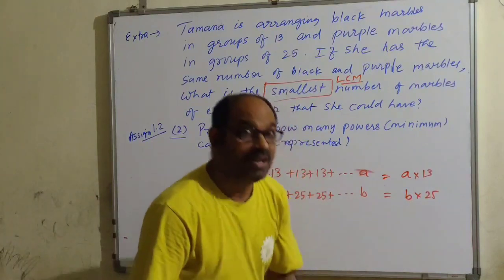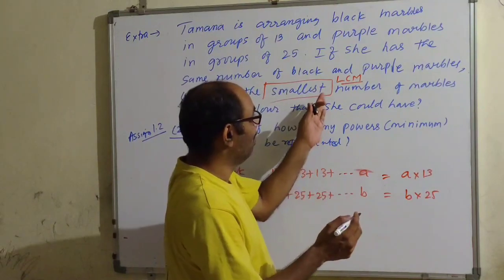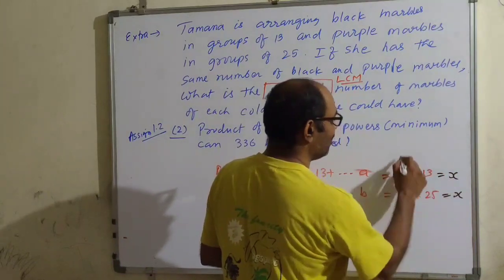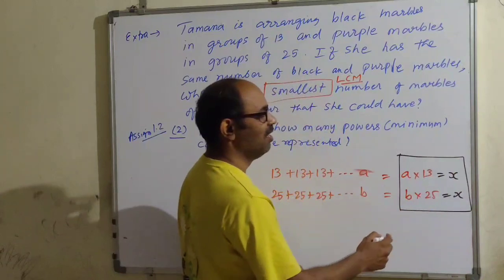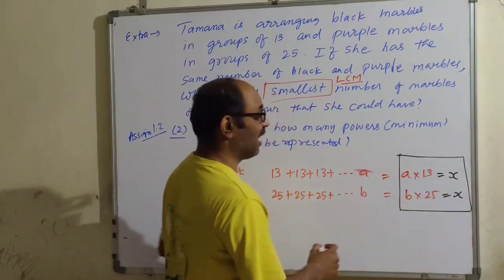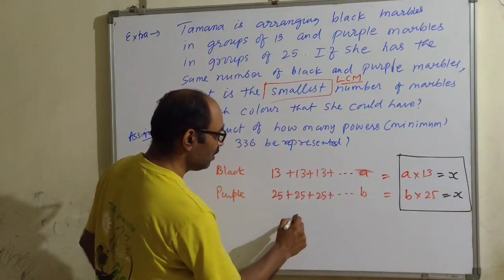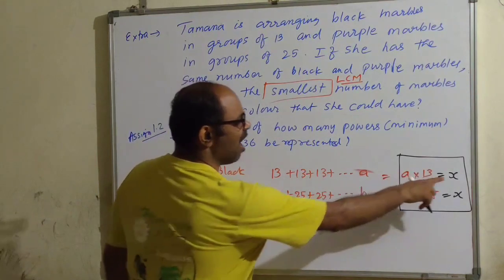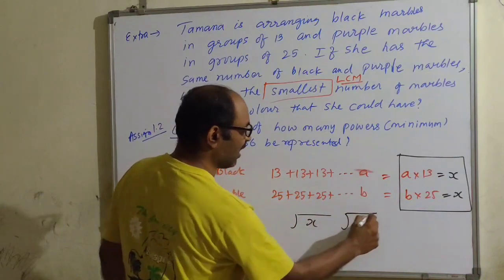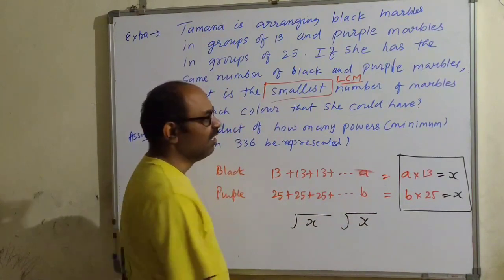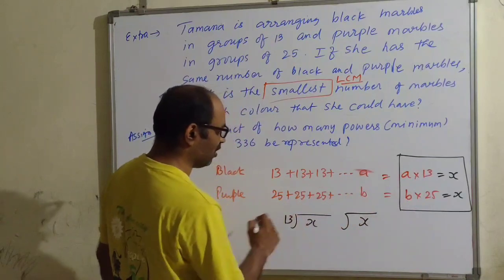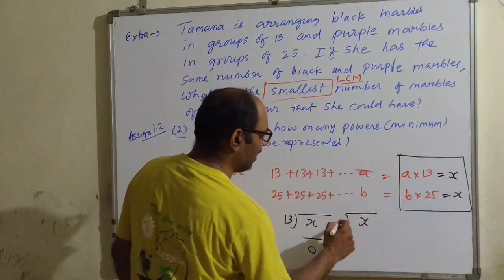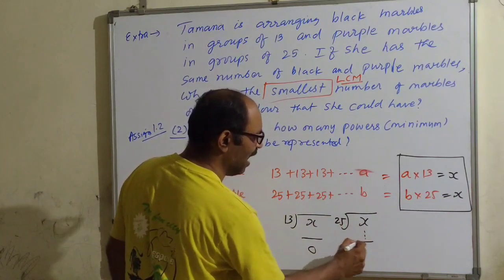But the number of marbles, that smallest number of marbles, is the same. So let me say it's X. So you can say that the least number of marbles is X. Correct? Smallest number. It is exactly divisible by 13 because in each group there are 13. Remainder would be 0. It is exactly divisible by 25 because in each group there are 25.